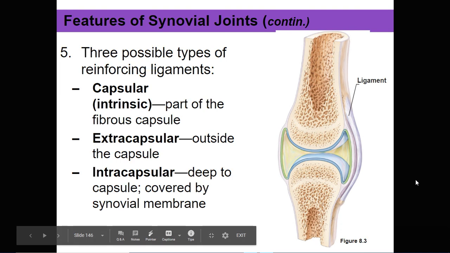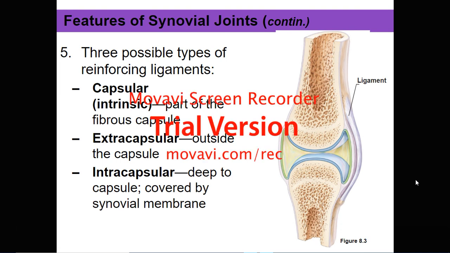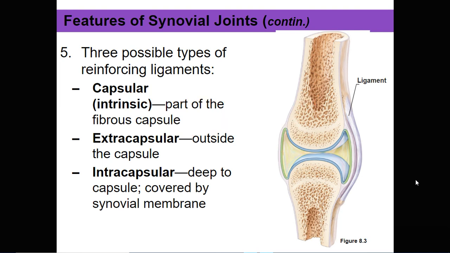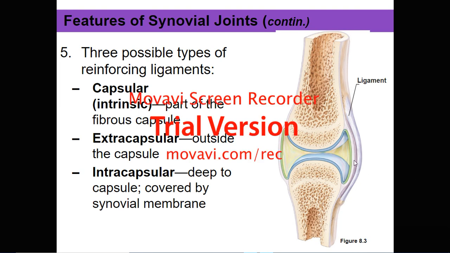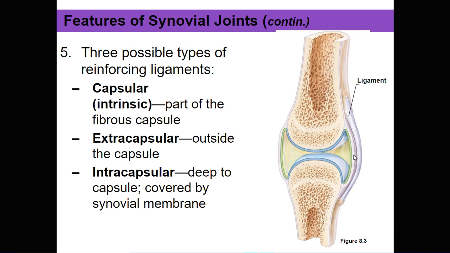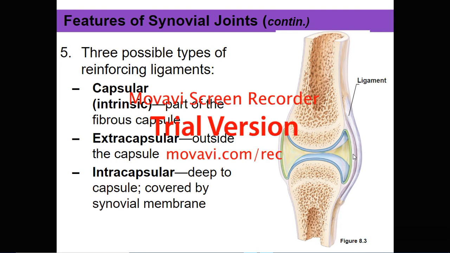The fifth feature of synovial joints: you have three possible types of reinforcing ligaments. You have a capsular ligament, and capsular ligaments are usually thickened parts of the fibrous layer of the capsule. The green is the synovial membrane, so external to the synovial membrane is your fibrous external layer. That will be where the capsular reinforcing ligaments will be found.